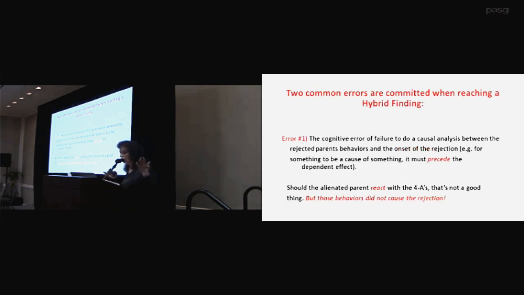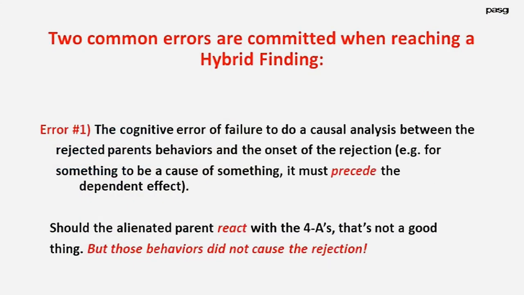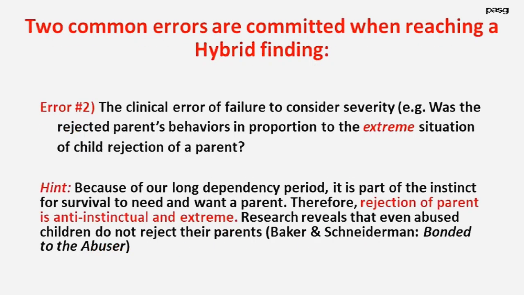One is the cognitive error, where they fail to make a causal analysis of the parent's behaviors in relationship to the rejection. You can't have caused something if you're reacting to it. That's the first error that they make. The second error is the clinical error of failure to consider severity. Is the rejected parent's behavior in proportion to the extreme situation of a child rejecting a parent?